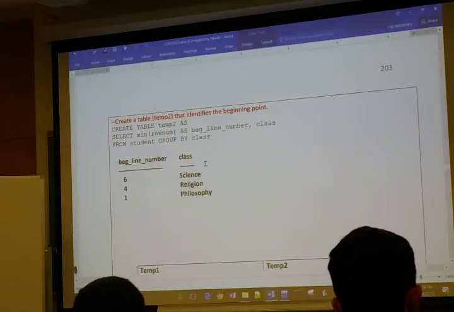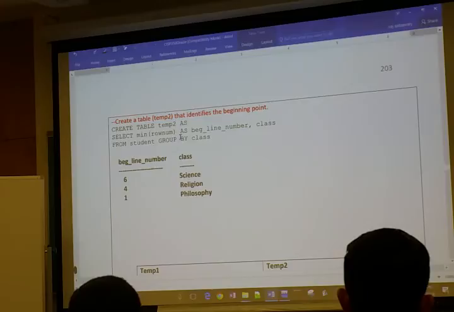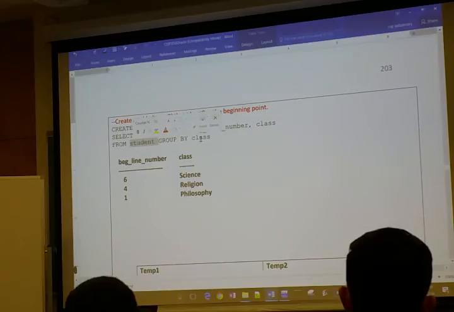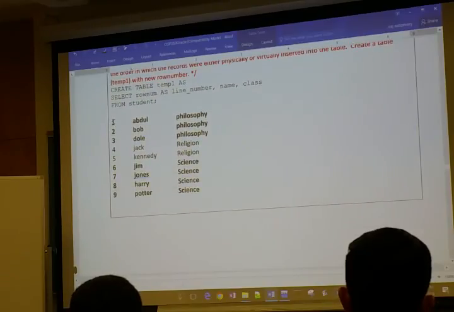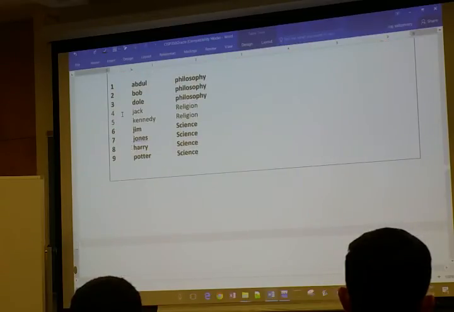Then I create another table called temp2. And I say, why don't you go to this table student, and I want you to group by class. So there are 3 different classes: science, religion, and philosophy. When you take a look at the row number on this one, you notice that 1 is the starting point for philosophy, 4 is the starting point for religion, and 6 is the starting point for science, right? Those are the row numbers that are the starting point for each of the categories.